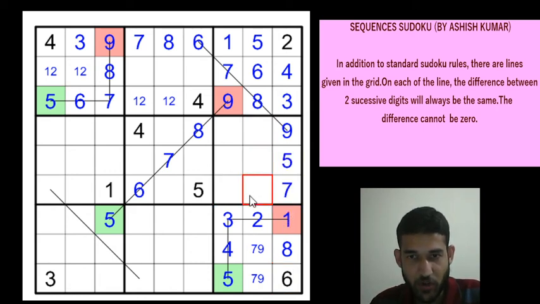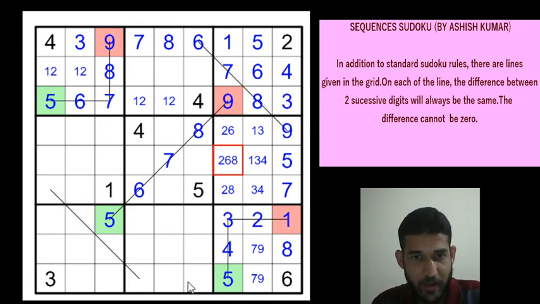And now 1, 3, 4 would have to be filled in these cells, so this will be a 3, 4. This will be a 1, 3 and this will be a 1, 3, 4. And 2, 6 and 8 have to be placed here. This is 2, 6. This is 2, 8 and this is 2, 6 and 8, right?